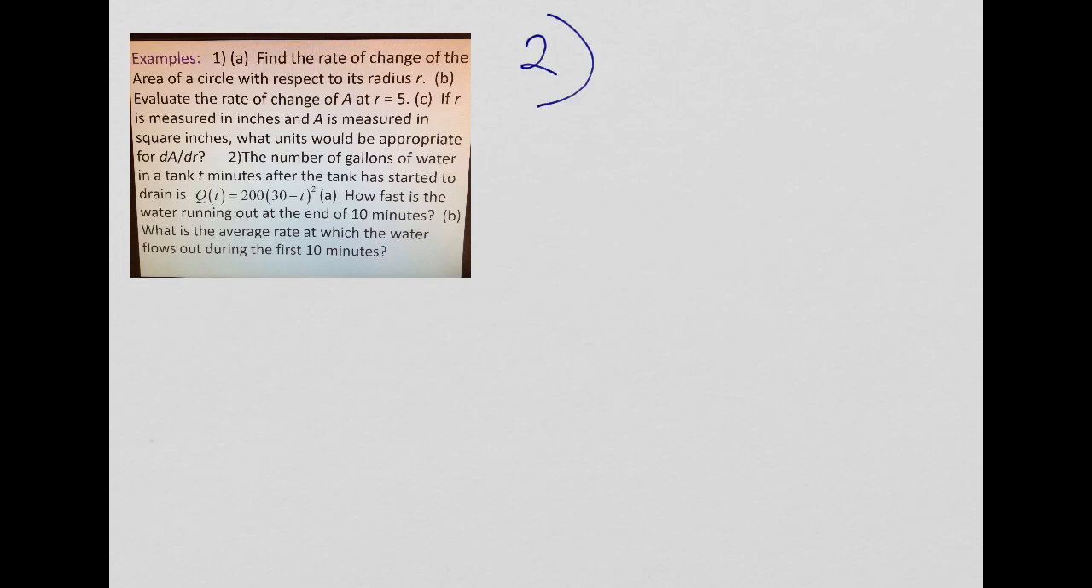But now here we actually have to answer a question, and when we do that, there's a way in which we have to write our answer, so I'm going to go over that. The first thing is to notice that it says how fast is the water running out at 10 minutes. So this is instantaneous velocity. So that means that we need to figure out what Q of t is, so we can apply the power rule and then get Q prime of t.